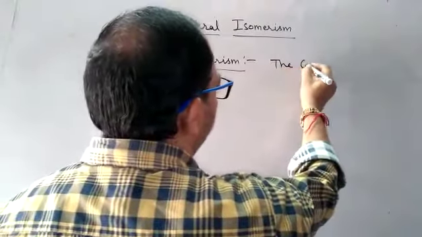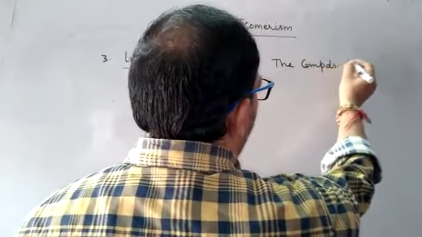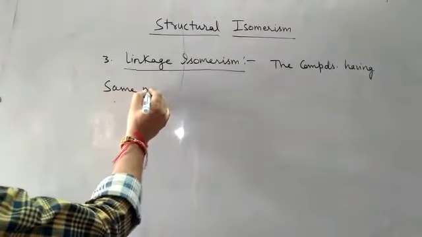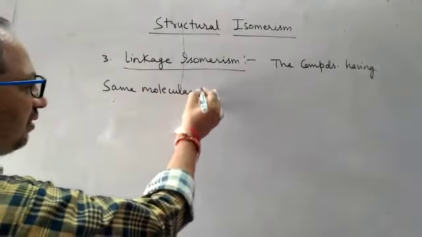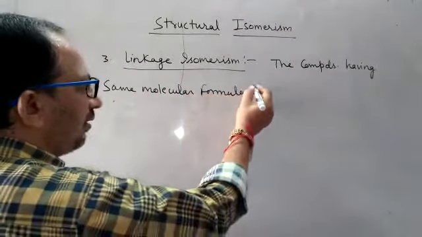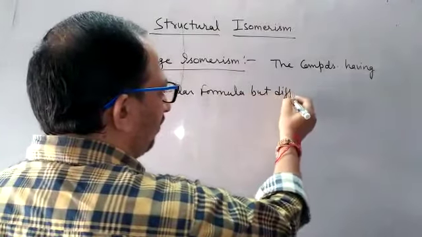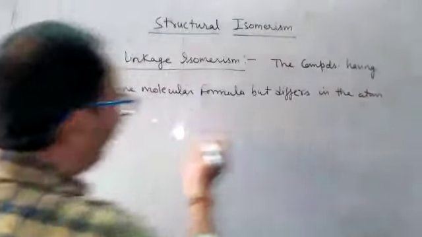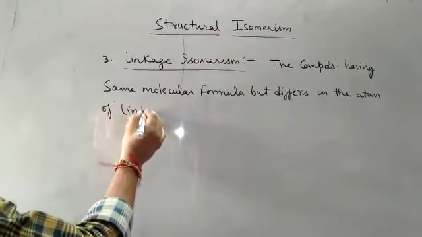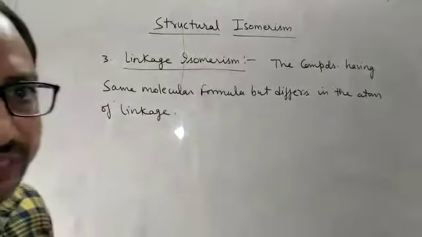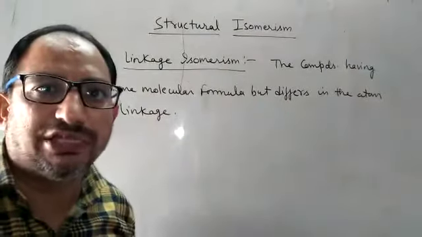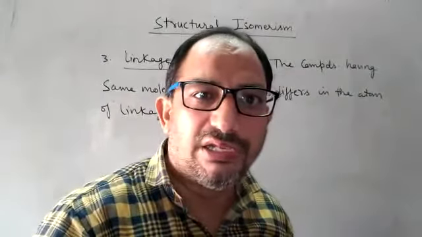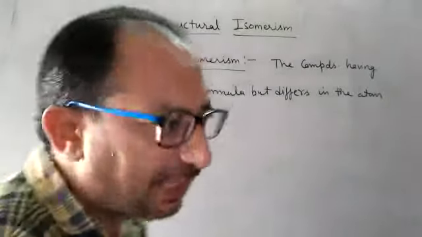So the compounds having the same molecular formula but differing in the atom of linkage are called linkage isomers. The important thing is that this isomerism is possible only when an ambidentate ligand is present.